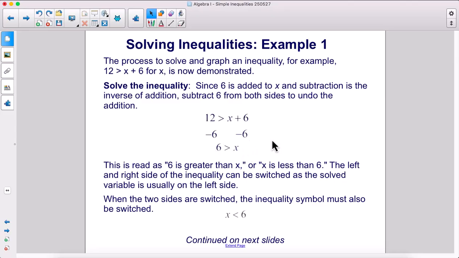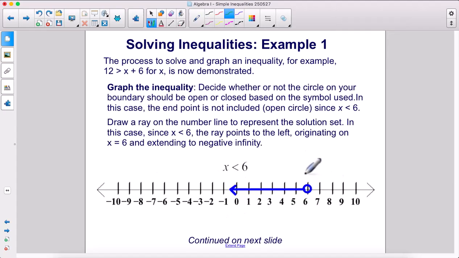The left and right side of the inequality can be switched as the solved variable is usually on the left side. When the two sides are switched, like flipped from one side to the other, you must also flip the inequality symbol. Then we can graph the inequality.